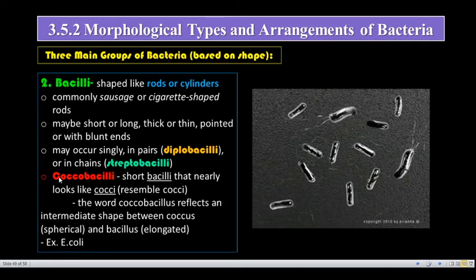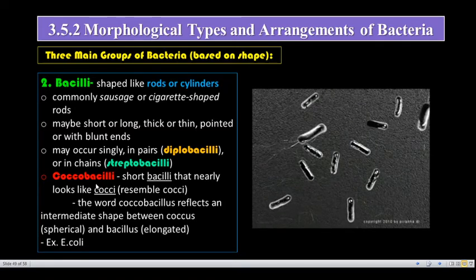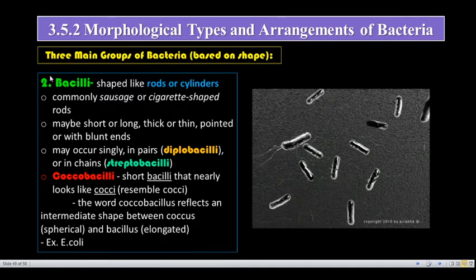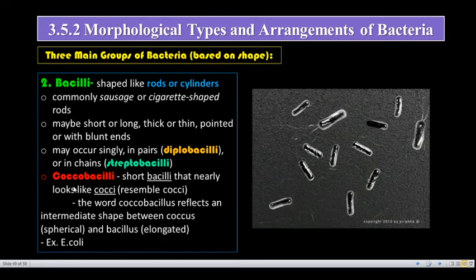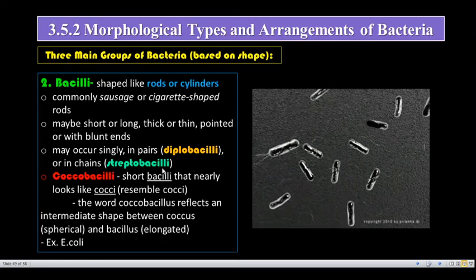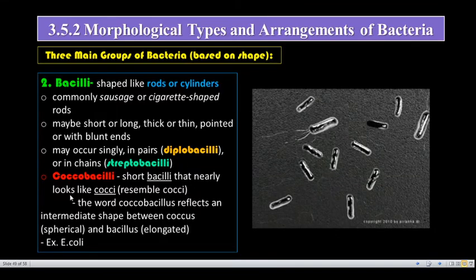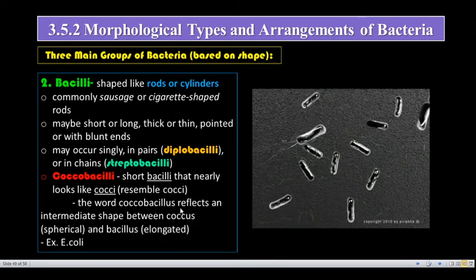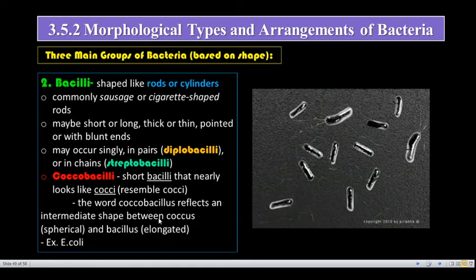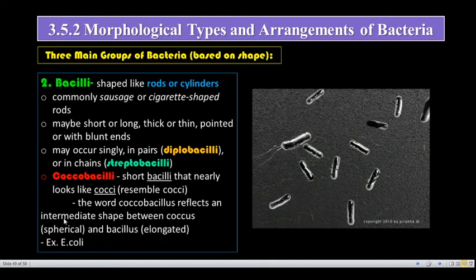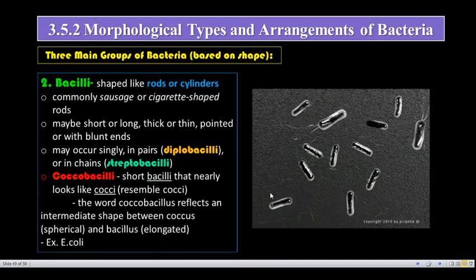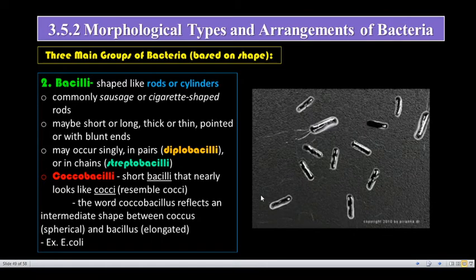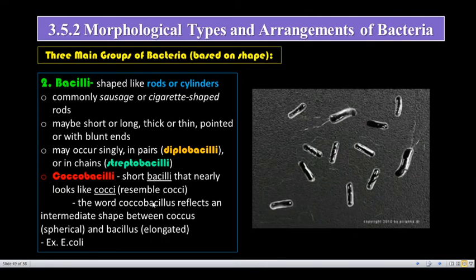Now, there is also a combination of the shape of a coccus and the shape of a bacillus. Bacillus is the singular. So, you call that shape coccobacilli. Okay, these are bacilli bacteria that nearly look like a coccus because they resemble the shape of the cocci. Now, the word coccobacillus reflects an intermediate shape between your coccus, the spherical shape, and the bacillus, the elongated shape. So, it is like this, but a little rounder, okay? So, imagine the intermediate shape, combine your coccus and your bacillus. So, that is the shape.